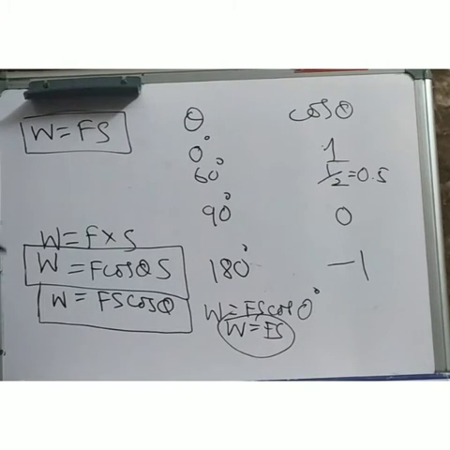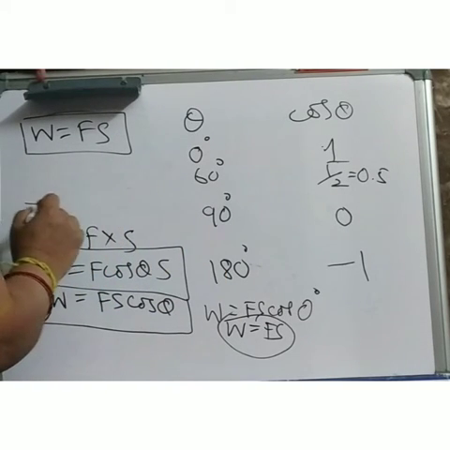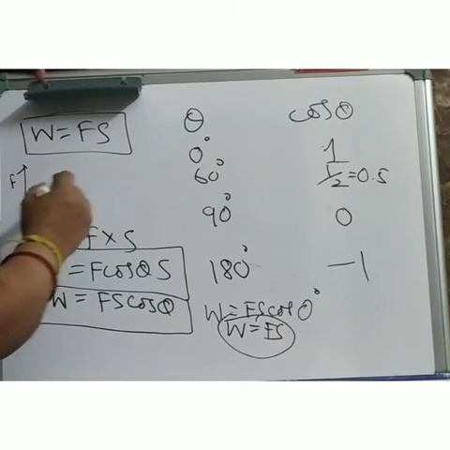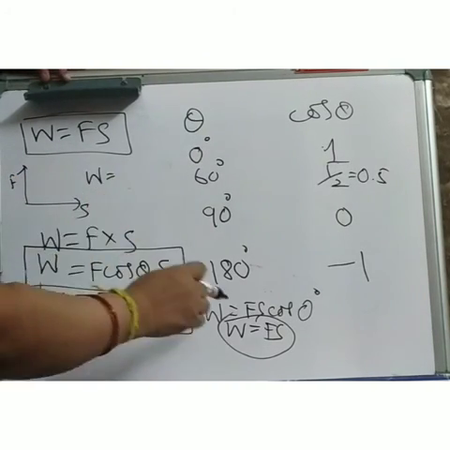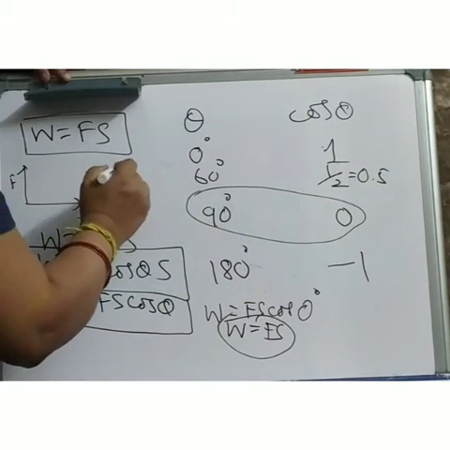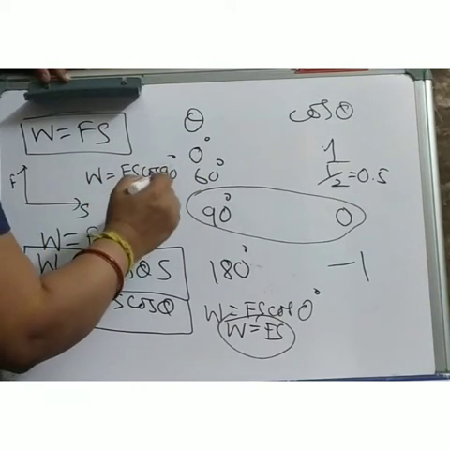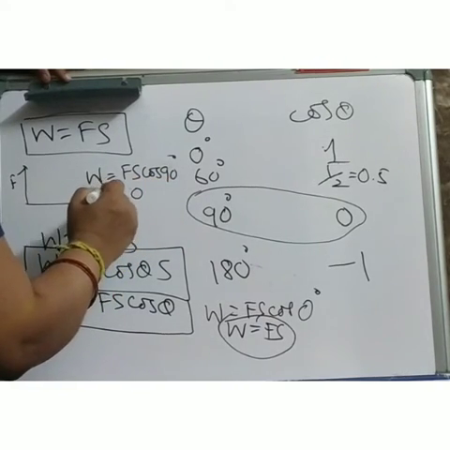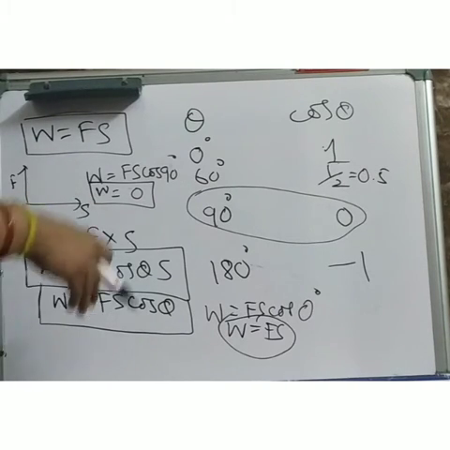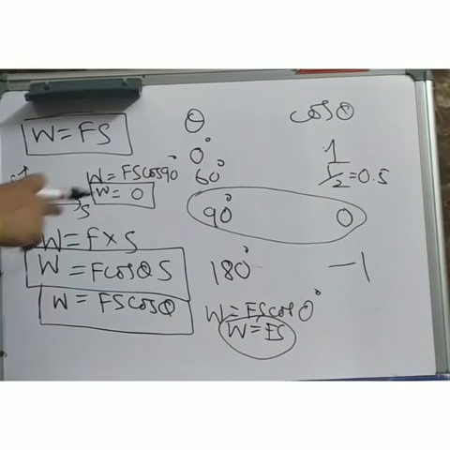Now 90 degree. When force applied is in this direction and displacement is happening in these directions. So what is your work done now? Fs cos 90. What is cos 90? Cos 90 is 0. So W is equal to 0. We have already studied zero work done in the perpendicular case. When the angle between the force and displacement is 90 degree, we are getting 0 work done.